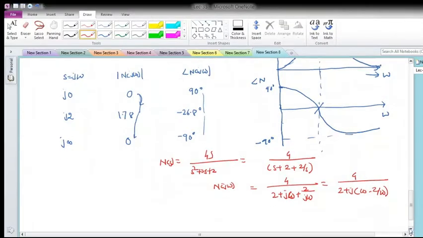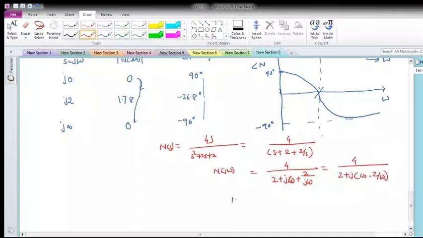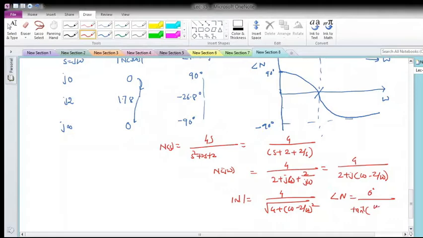So from that, what is the magnitude response? The magnitude response I can calculate as 4 over the square root of 4 plus omega minus 2 upon omega, squared. And this is my phase response. What will be the angle? The angle will be 0 degrees over tan inverse of omega minus 2 upon omega over 2. No need to write it here, from here only you can directly obtain it.